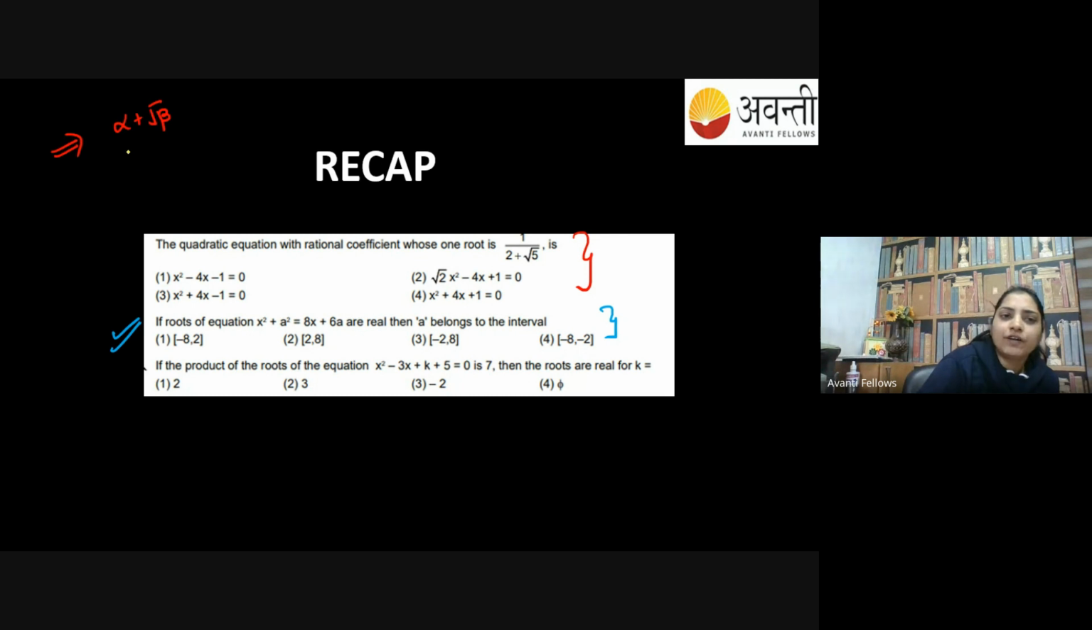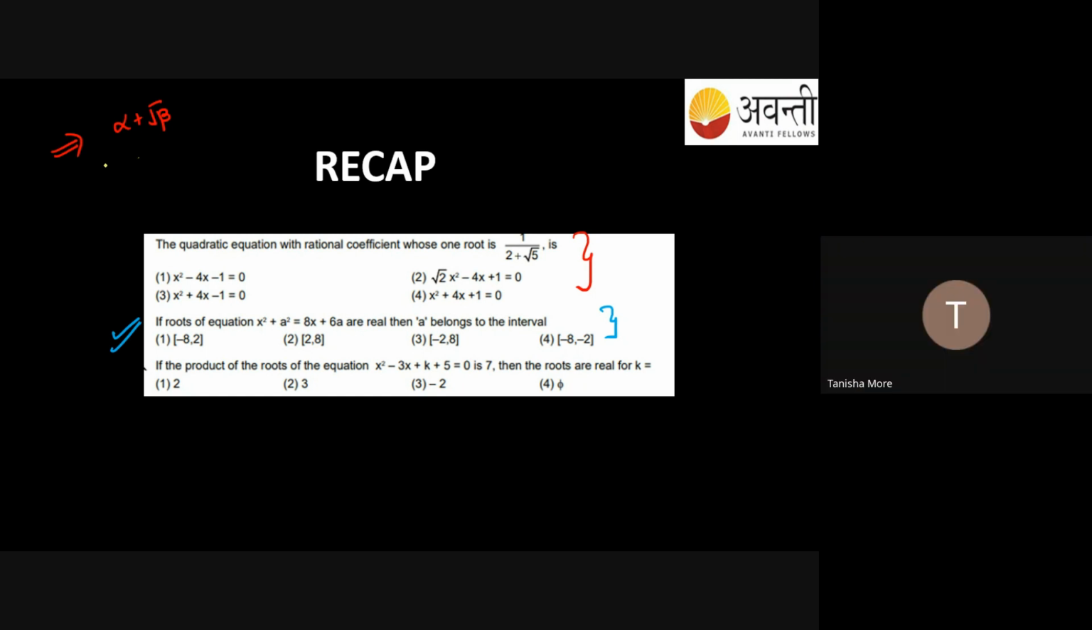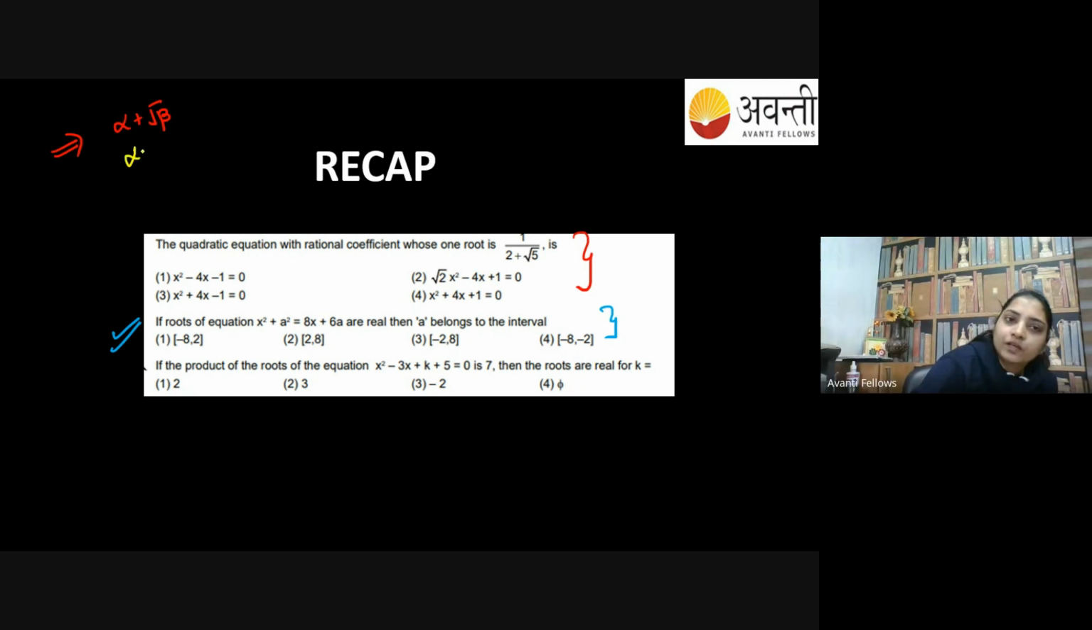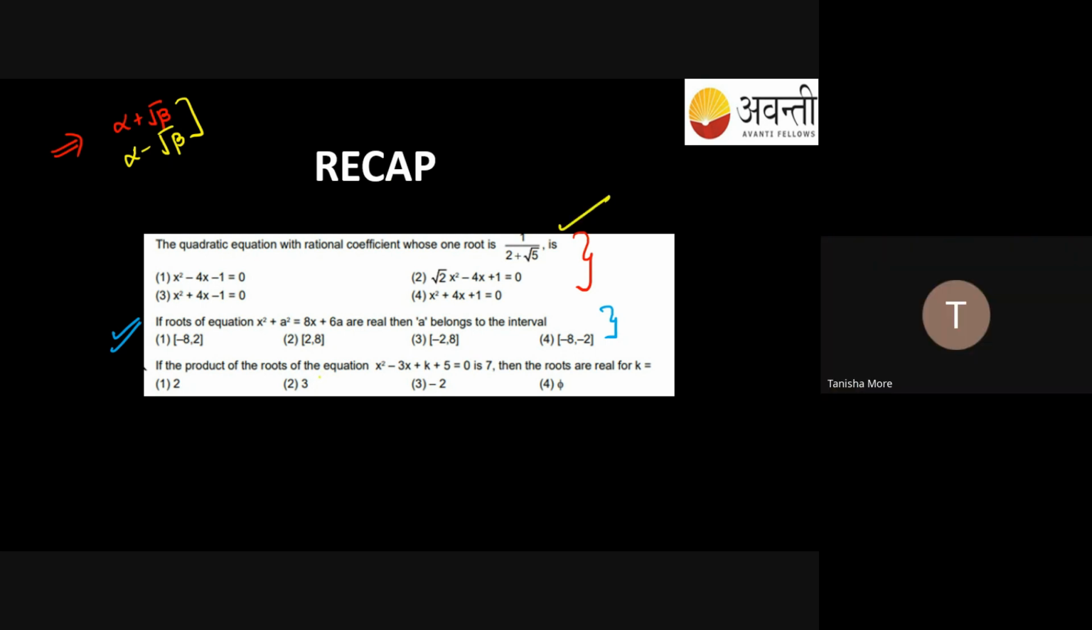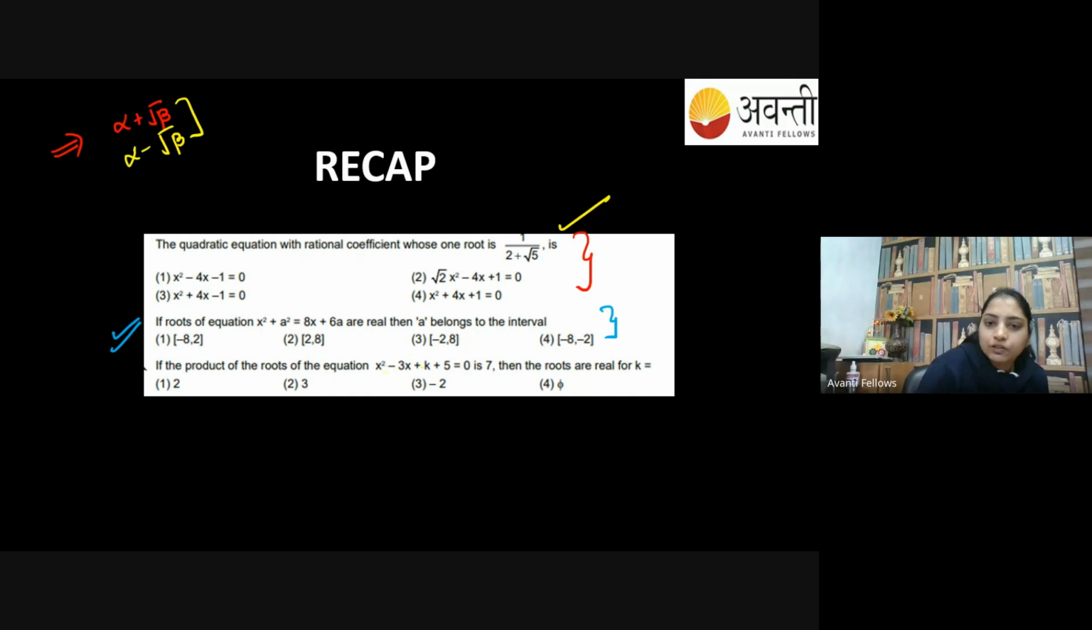Hey Vatsal, if one root is alpha plus root beta, then the second will look like alpha minus root beta. Wow. So this concept can be implemented in the first question, dear. Yes, ma'am. Now they said if the product of roots is 7, then you can find the product of roots. It means k plus 5 is 7, so k must be 2. Done. What do you say? Agree?